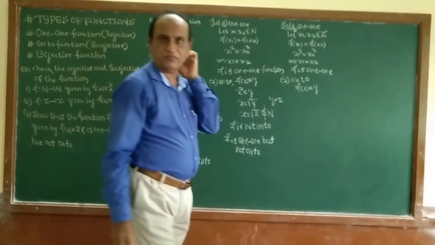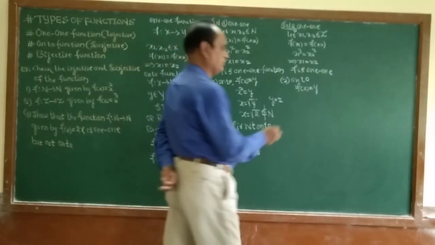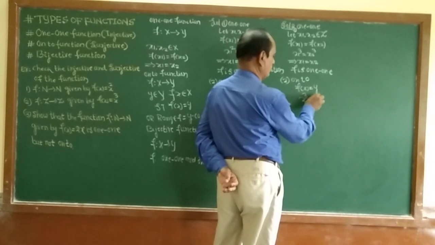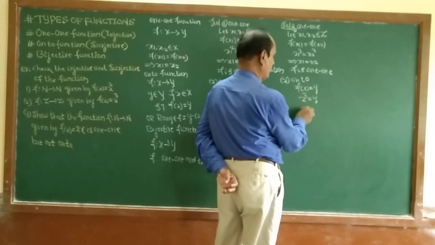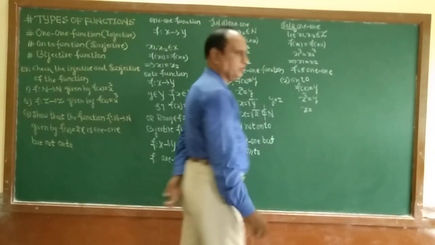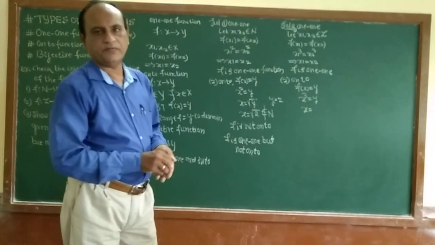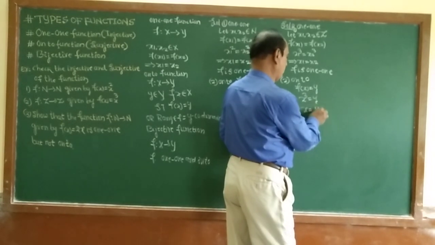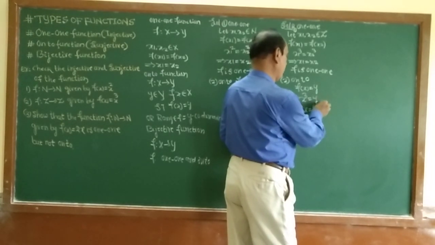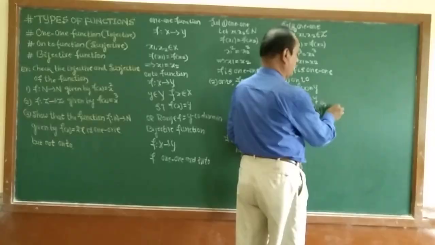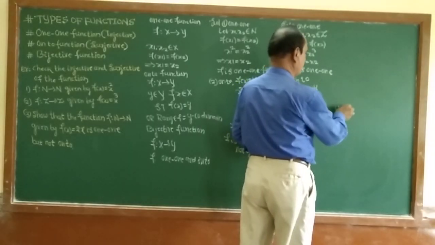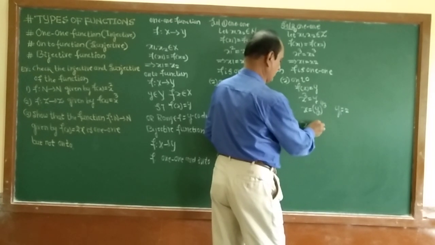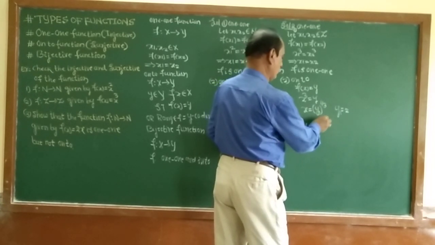In f of x, what do you write? x raised to 3 is equal to y. Therefore x is equal to y raised to 1 by 3. By taking y is equal to 2, therefore x is equal to 2 raised to 1 by 3.